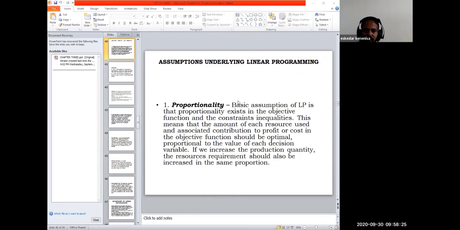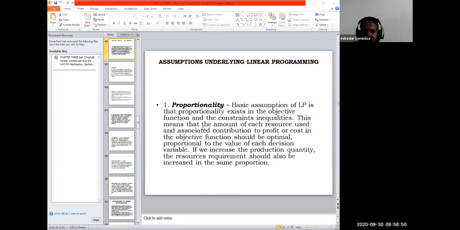There are assumptions underlying linear programming. So the first assumption is what? Proportionality. The basic assumption of linear programming is proportionality. It exists in the objective function and in the constraint inequalities.